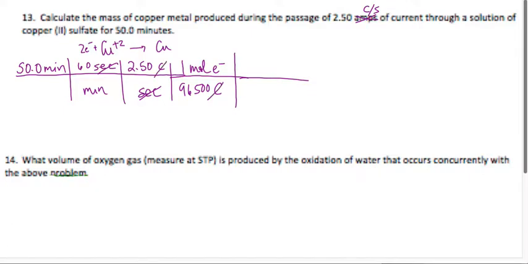96,500 coulombs is the charge of 1 mole of electrons. So the coulombs cancel. Now I'm in a place I'm a little more comfortable with. Remember, we're going to how many grams we're producing of this copper. Does anyone see a connection between moles of electrons and that copper?